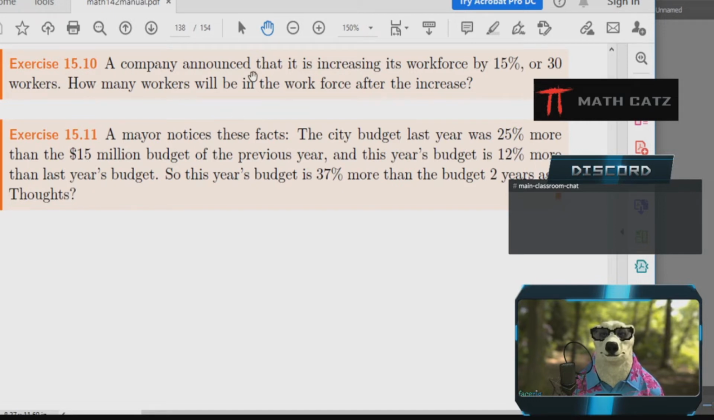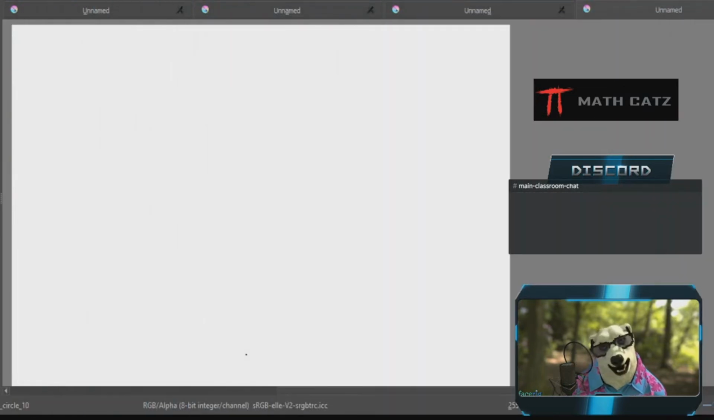A company announced that it is increasing its workforce by 15%, which is 30 workers. How many workers will be in the workforce after the increase? All right. Now this one, let's see. I will number it. Exercise 15:10. So let's see what we have here.